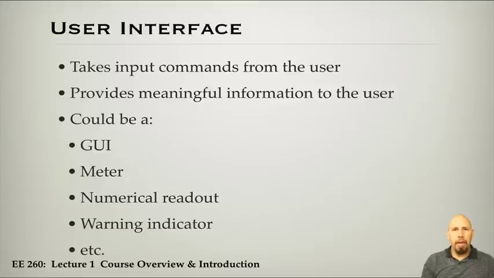Or maybe your input comes in the form of a knob that you turn, and the system detects that change and does something based on that. So there are a number of ways of getting information in from the user. This is an example of a user interface. This thing has a lot of user interface features. It can take information from the user, and it can give information back to the user.